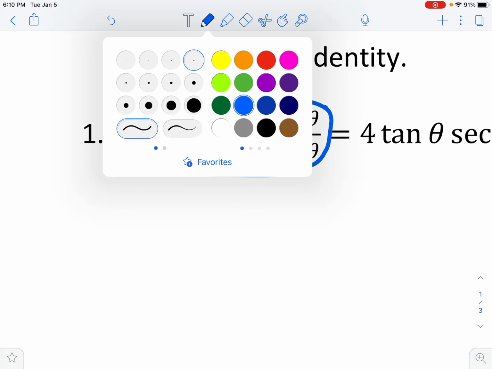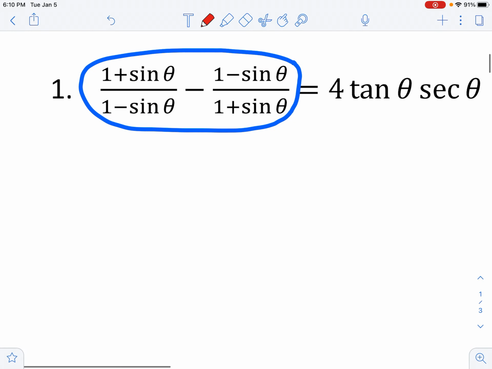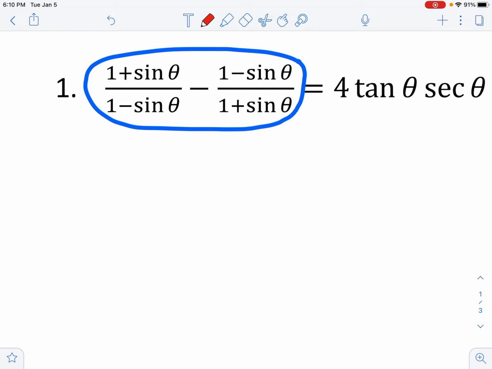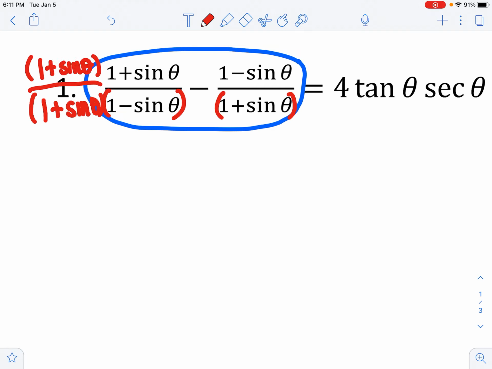In order to subtract them, I need a common denominator. So first I'm going to say what's my common denominator, and that is 1 minus sine times 1 plus sine. So I already have a 1 plus sine here. I already have a 1 minus sine here. I'm going to multiply this by 1 plus sine of theta. But then I have to do that to the numerator also, 1 plus sine of theta. And then this one I'm going to multiply by 1 minus sine of theta. And the denominator I also have to multiply by 1 minus sine of theta. Make sure you show that you're doing that. Notice I just squeezed it in there.